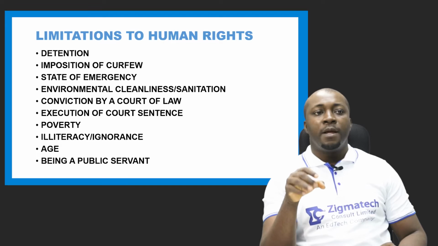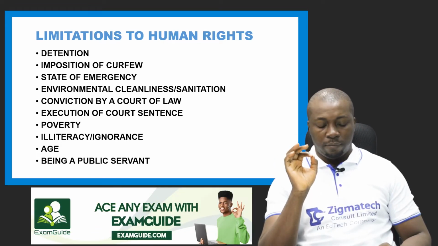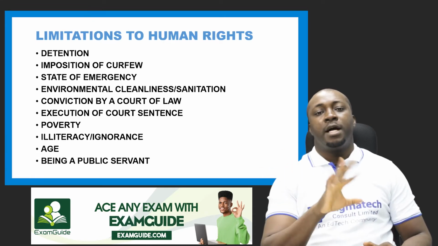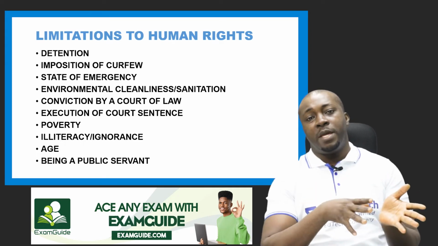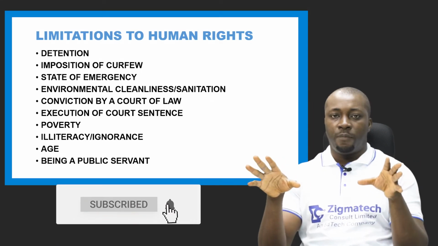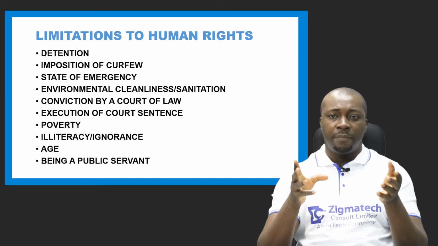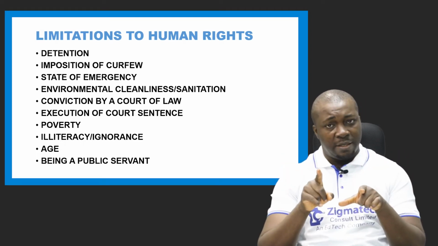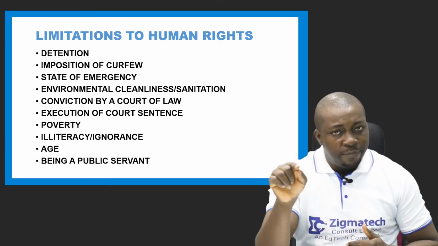Now, when the government declares curfew, they can say no movement from this time to this time. At times we hear dusk to dawn curfew. At times we hear 6 p.m. to 6 a.m., which restricts movement of people. Now, when we have this, the right to movement is denied. And of course, people can be arrested for enjoying their right to freedom of movement at this period.